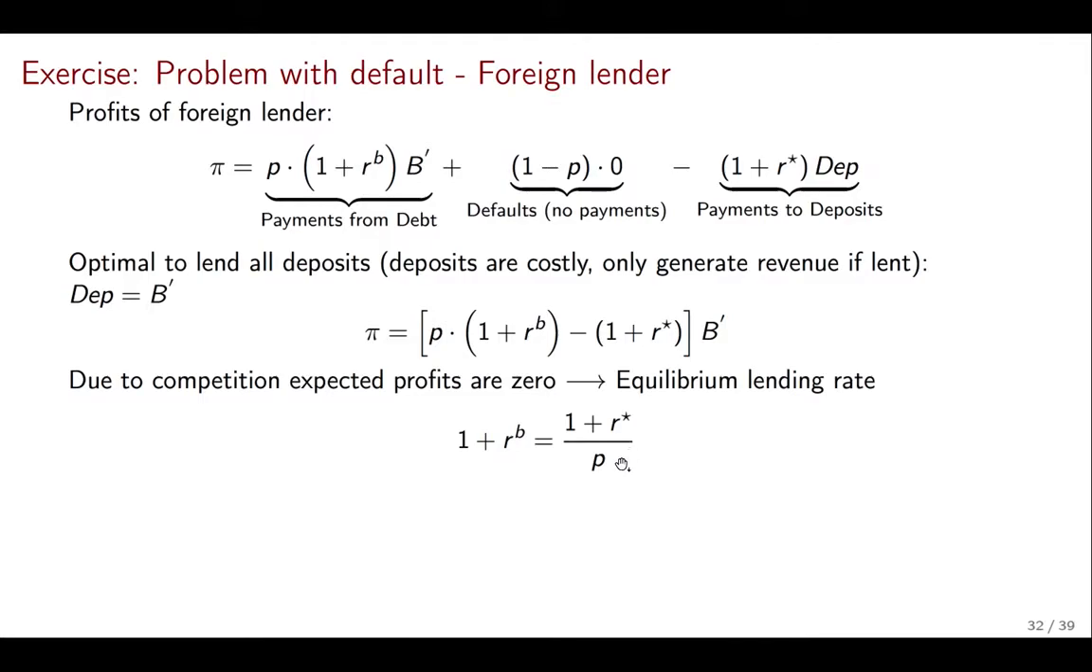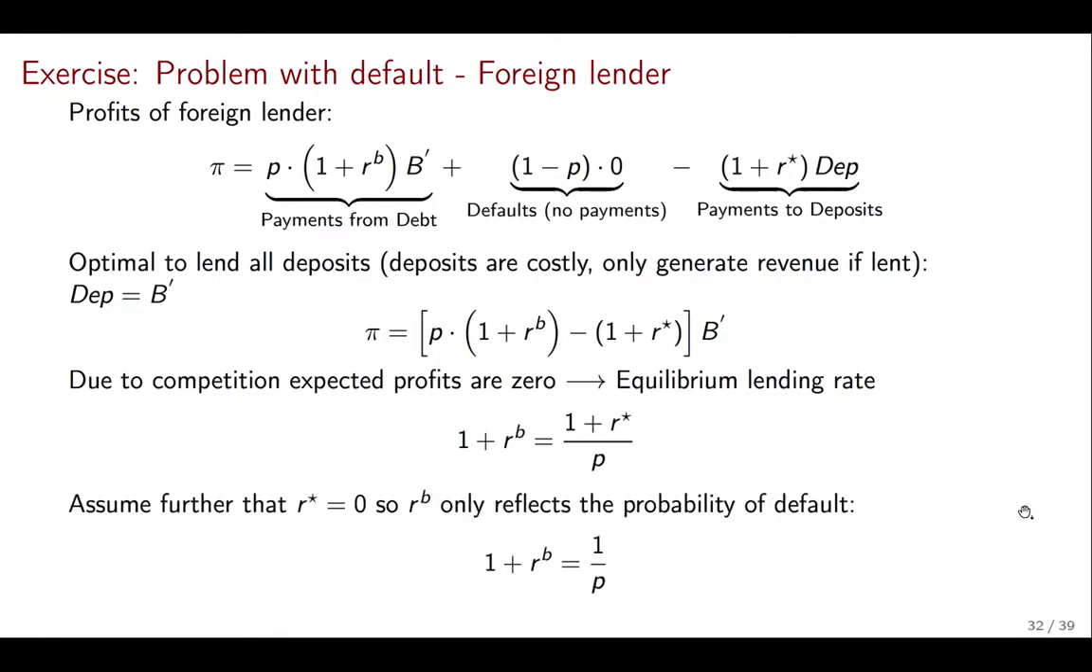Remember that P is less than 1. So this side over here is higher than R star. What that means is that the country cannot borrow at the same rate as the international interest rate because there is the risk of default. We can see that a bit more clearly because we're going to assume further that R star is equal to 0. And so RB only reflects the probability of default, 1 over P.